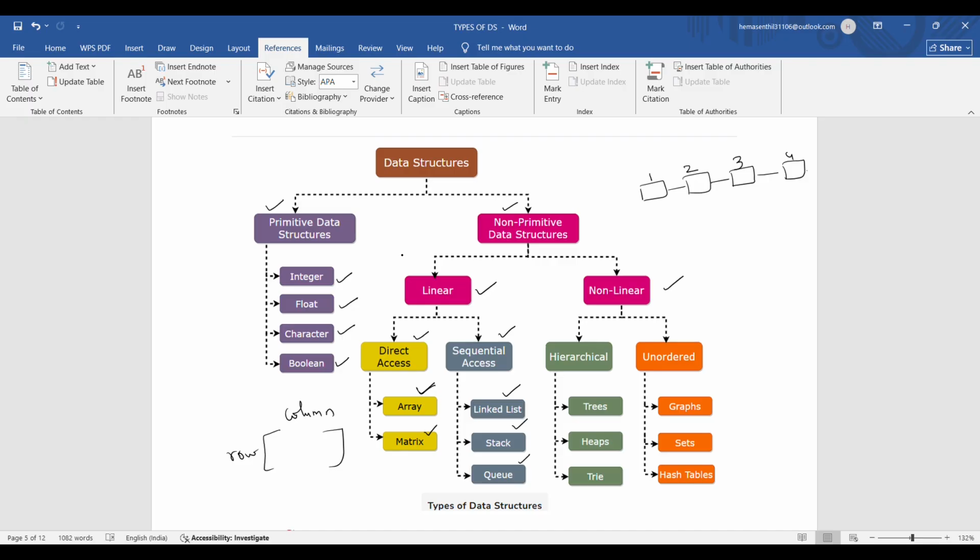Next, we are coming to non-linear data structure. In that non-linear, we have two types, that is hierarchical and unordered. In hierarchical, we have trees, heaps and trie. And in unordered, we have graphs, sets and hash tables. In the series of data structure, we will discuss all the topics in detail. I hope you understand the classification part of the data structure. Remaining we will discuss in the next video.